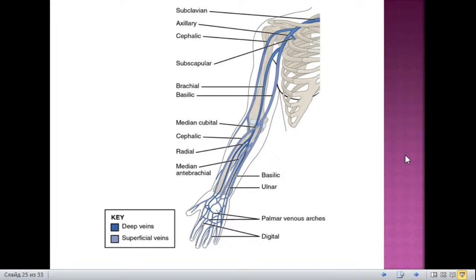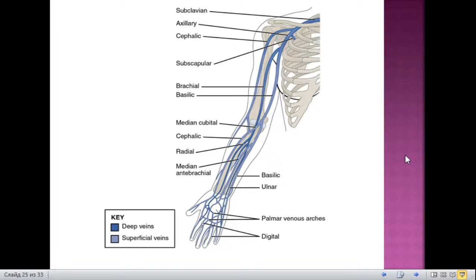We divide veins of the upper limb into two groups, deep veins and superficial veins. About deep veins, what is interesting in the deep veins? Firstly, deep veins follow the corresponding artery. So we have a brachial artery, so we have brachial veins. Radial artery, so radial veins. Ulnar artery, so ulnar veins. It's the first feature. They have the same topography as the corresponding arteries, of course.